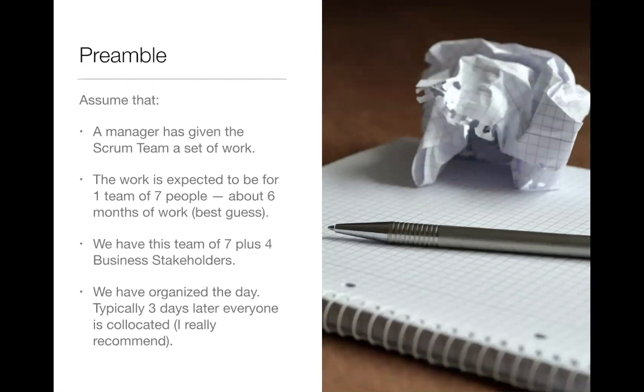Okay, so now we're getting into it a little bit. Let's do a little bit of a setup. We're assuming that the manager has given the Scrum team a set of work. The team is about 7 people. It's about 6 months worth of work. We said that before. We have the 7 people on the team, and we have the 4 business stakeholders.